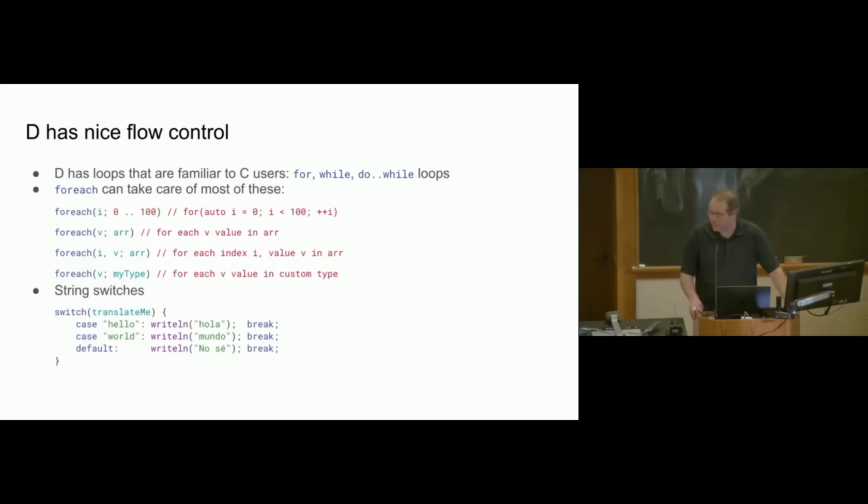And we have string switches. So in C, you only have switches on integer values. And in D, you can use these string switches. And you can see we do support Unicode here. So with the for loops, I don't know if you've ever run into issues in C with unsigned comparisons, but if you use a foreach loop, you won't have this problem. It should take care of everything for you.